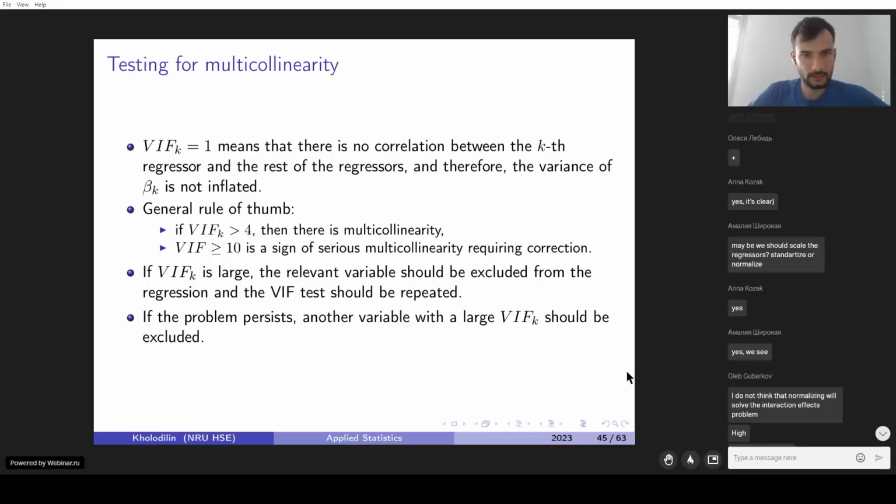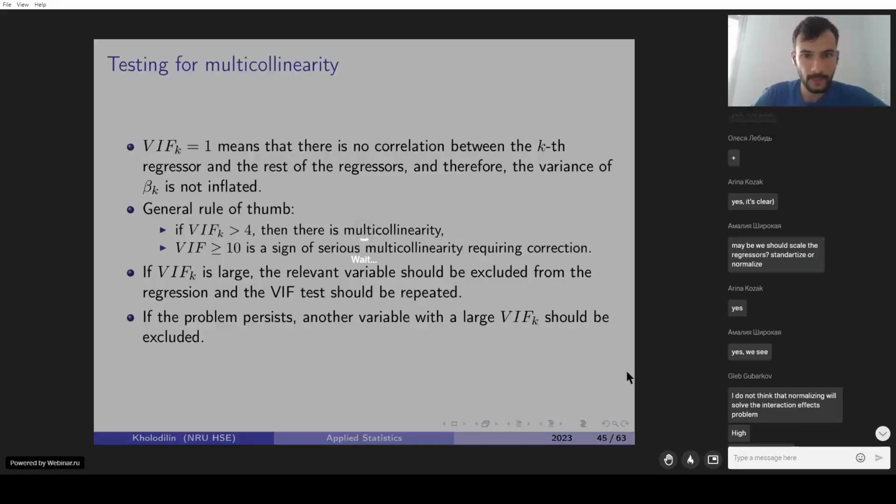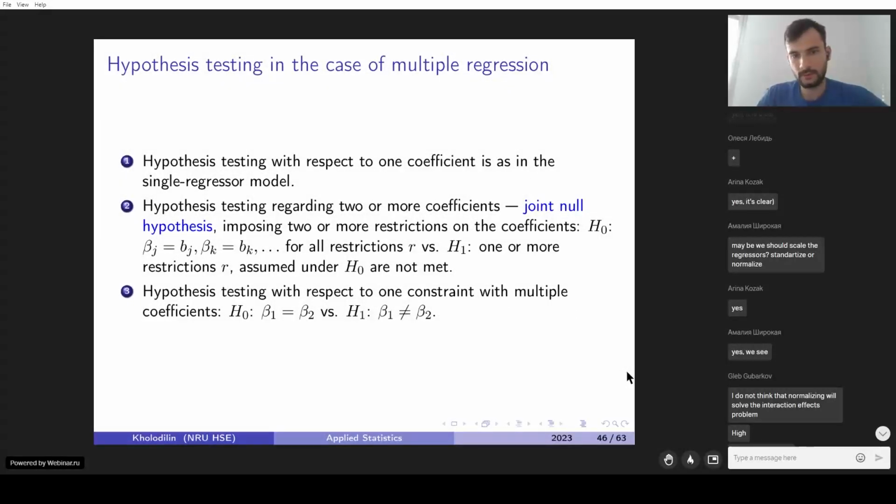So that's how we deal with multicollinearity. And then we have to talk a bit about hypothesis testing. I will just briefly mention that hypothesis testing works kind of the same. You have to clearly state the hypothesis to understand what's going on and what the other opportunity is.